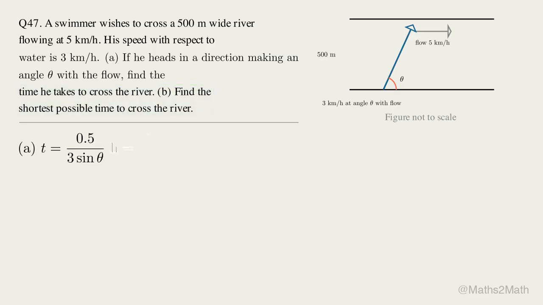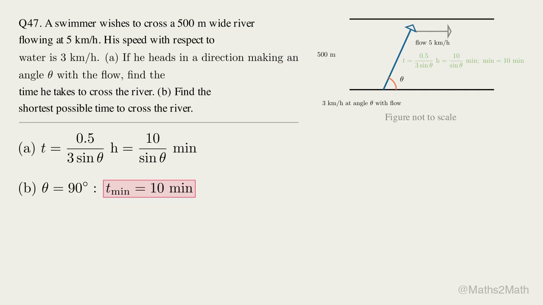The crossing component is 3 sine theta. Half a kilometer over that speed, t equals 0.5 over 3 sine theta hours, which is 10 over sine theta minutes. Sine theta peaks at 1 when he heads straight across. The shortest time is 10 minutes.